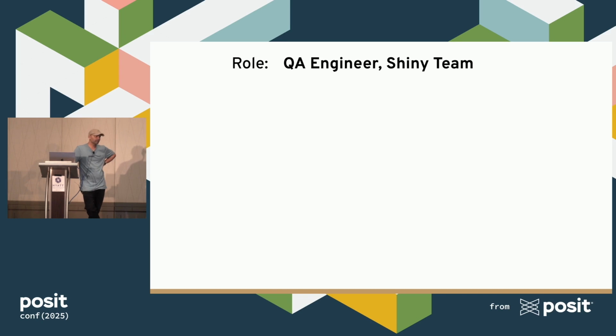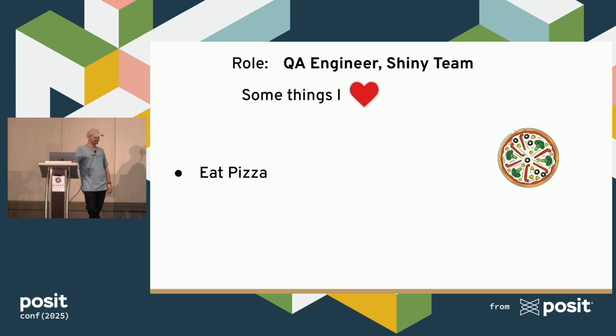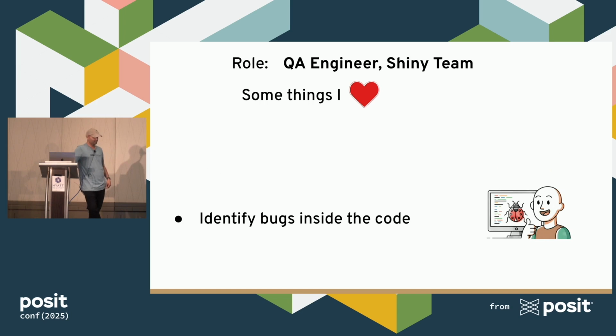But I wanted to make sure I share some details that I feel I will be able to resonate with the group. So if you see something that you resonate with or you love to do as well, let's say I, all right? Some things I love to do: Shiny, pizza, identify bugs inside code. Okay, that's good.